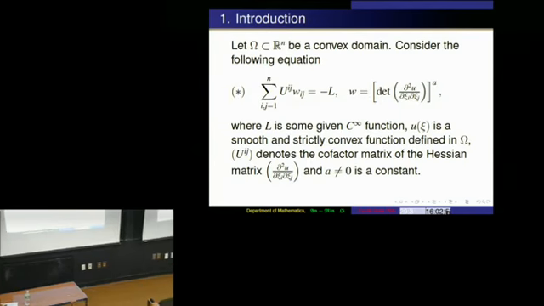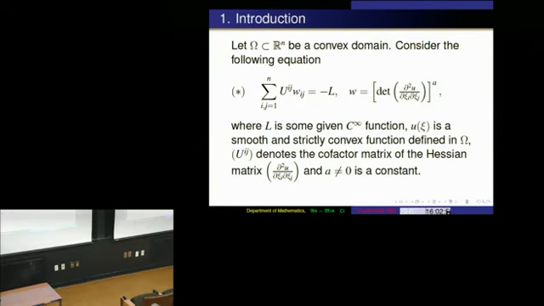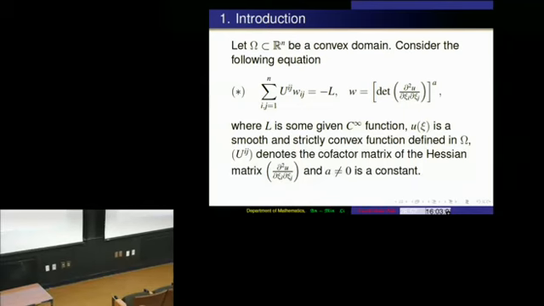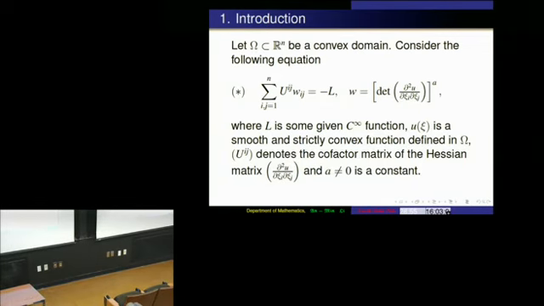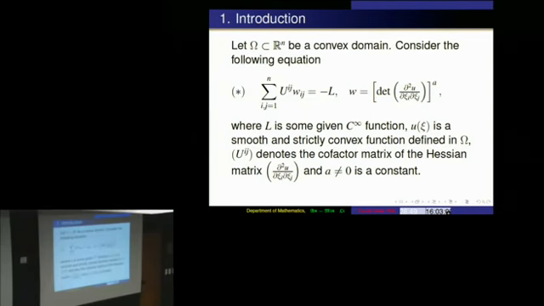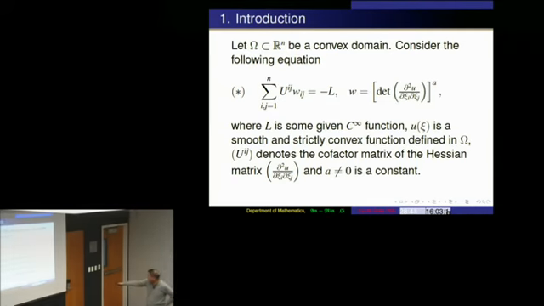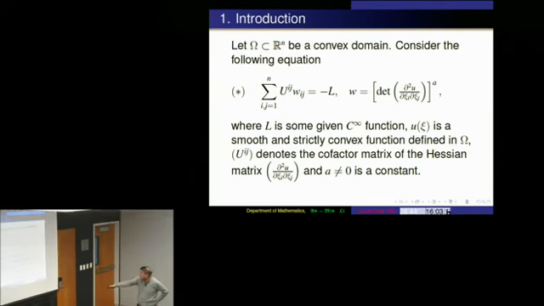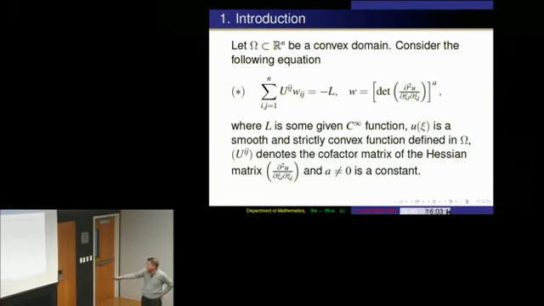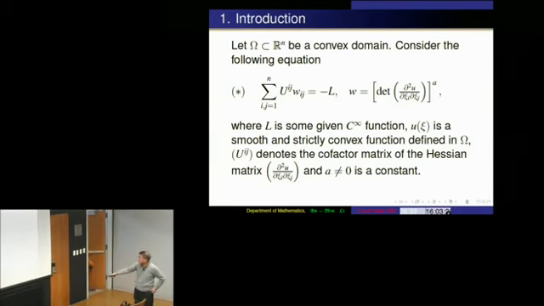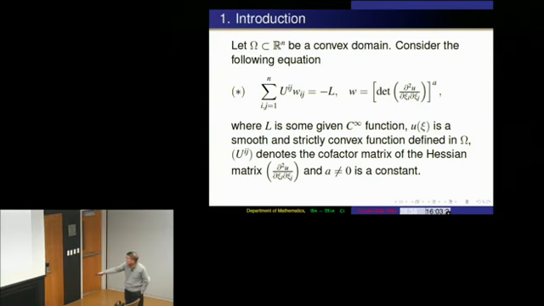Suppose omega is a convex domain. We consider the following equation. This equation is a fourth order equation where L is some given function and u is a smooth and strictly convex function defined in this domain. And U^{ij} denotes the cofactor matrix of the Hessian matrix of u, and A is a constant. So you can see this is a fourth order PDE.